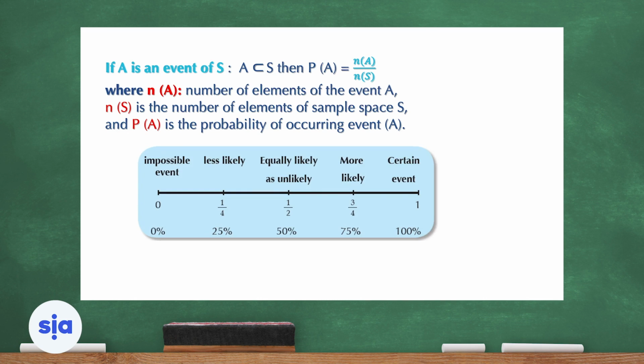If it's 0, this is called an impossible event. If it's 25%, it's called a less likely event. If it's 50%, it's called an equally likely event. 75% is called more likely, and 100% is called the certain event.